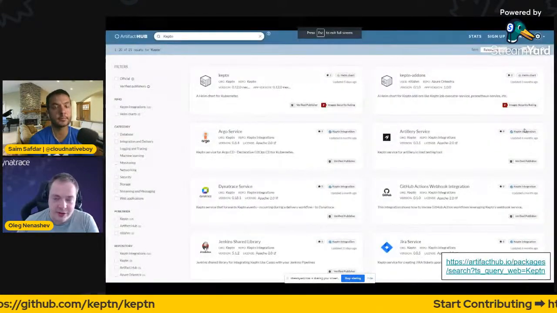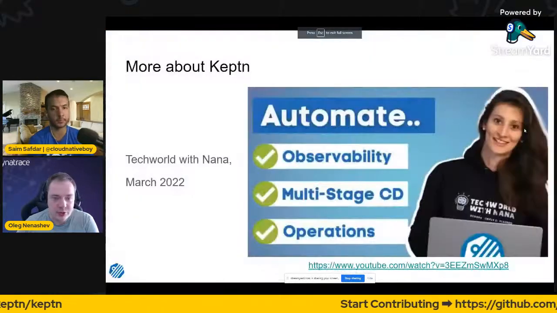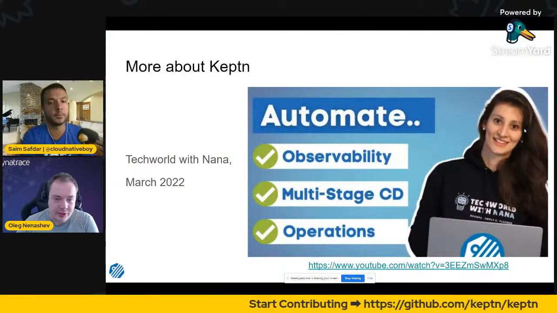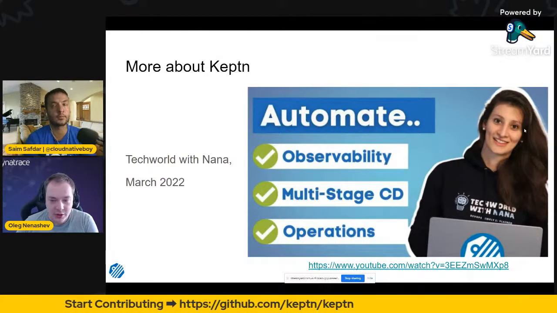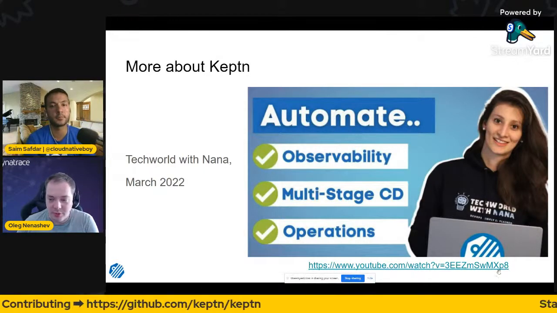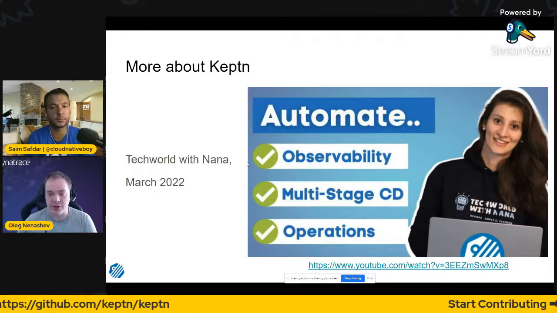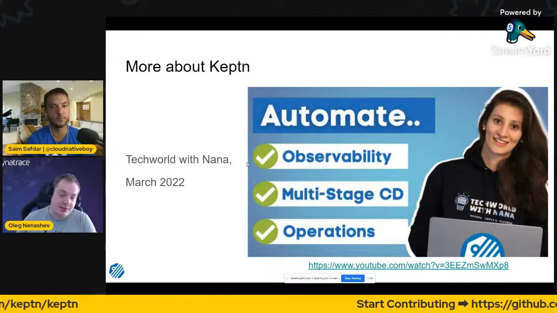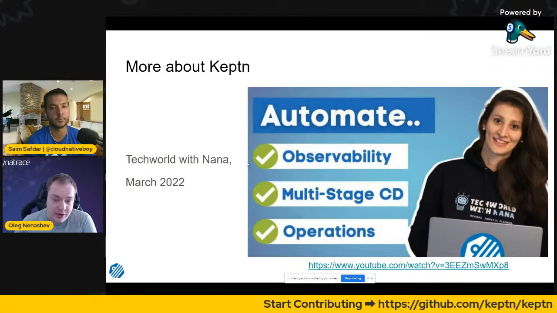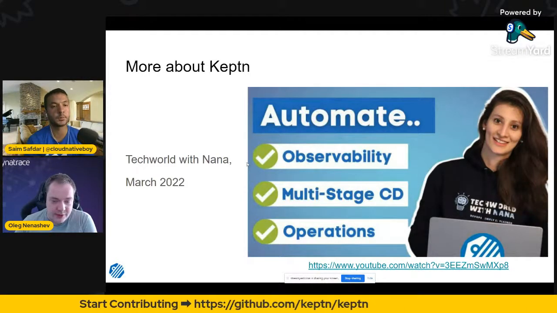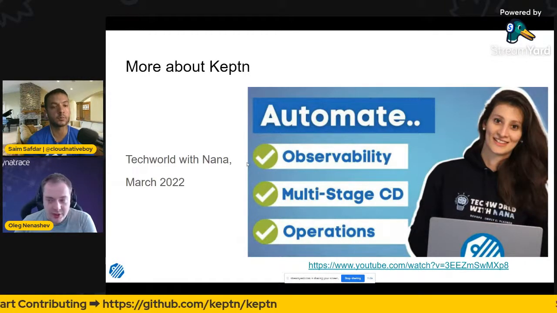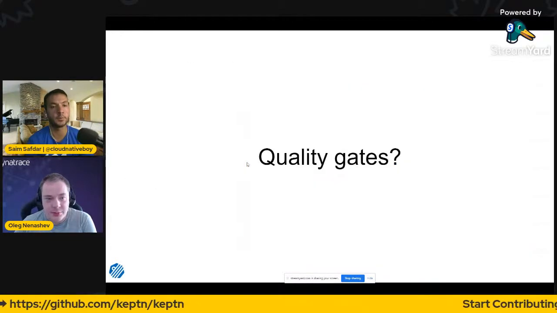For Keptn architecture and an overview, I just wanted to refer to a great presentation by Nana, which was published in the beginning of March. You can find it on YouTube. It's a walkthrough of Keptn functionality and its various use cases. Today, I would rather focus specifically on quality gates and on how Keptn integrates with other systems.